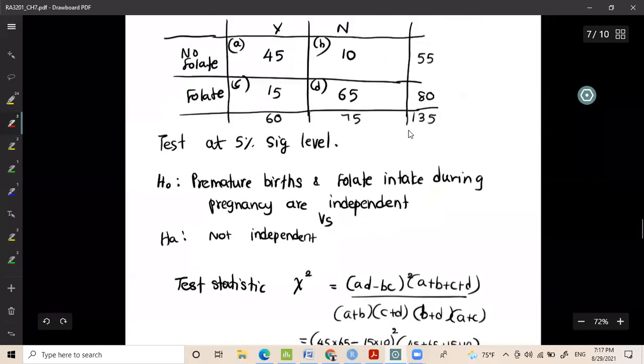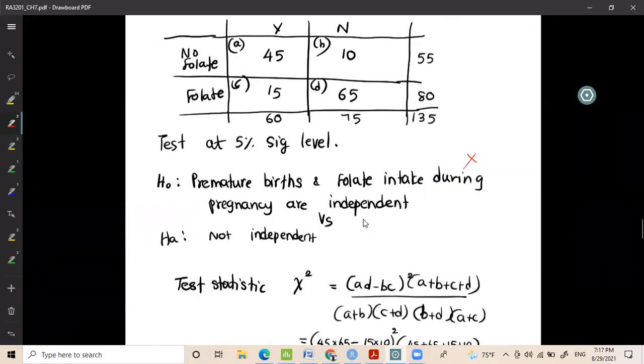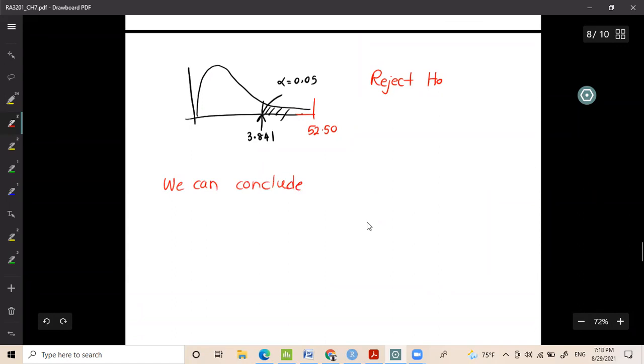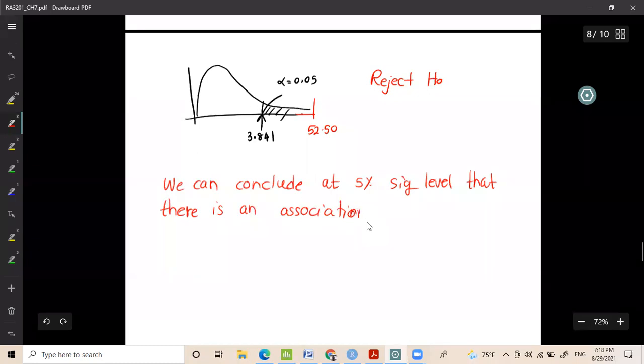Okay, so when you reject H0, what does that mean? You can say that the premature births and folate intake, they are not independent. That means there is an association, right? So let's write it. We can conclude at 5% significance level that there is an association between premature births and folate intake during pregnancy.